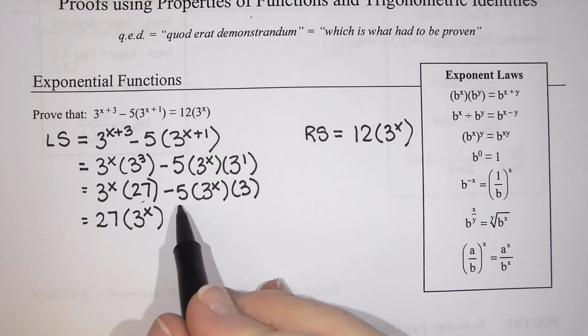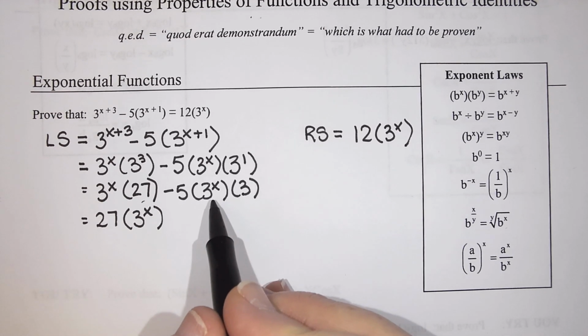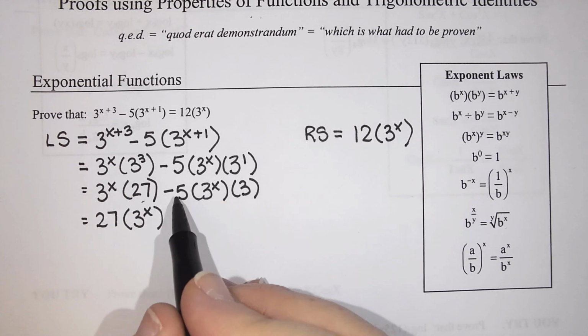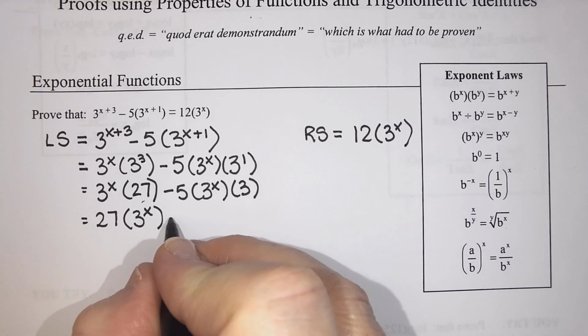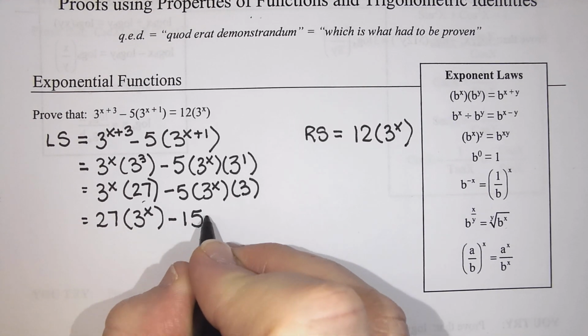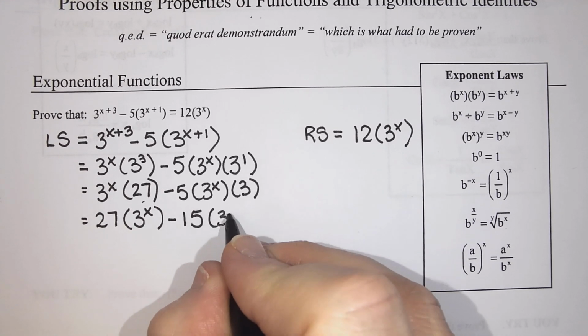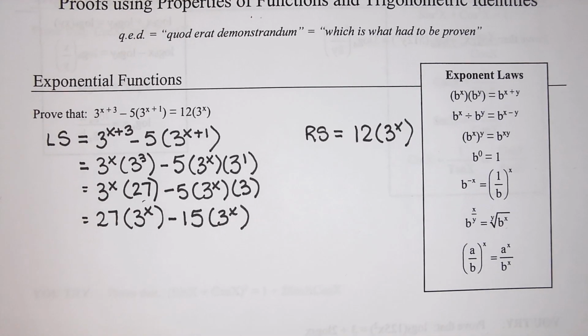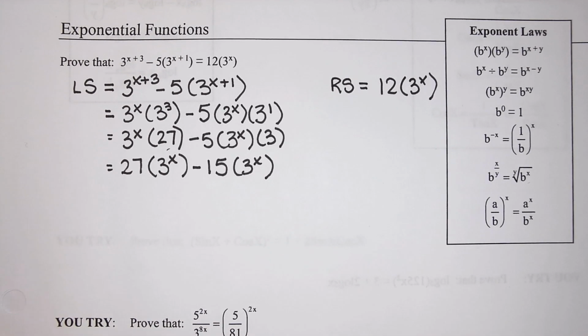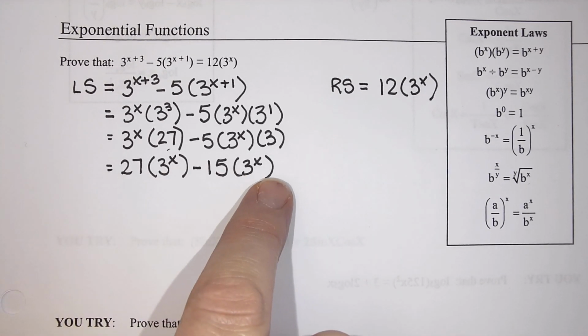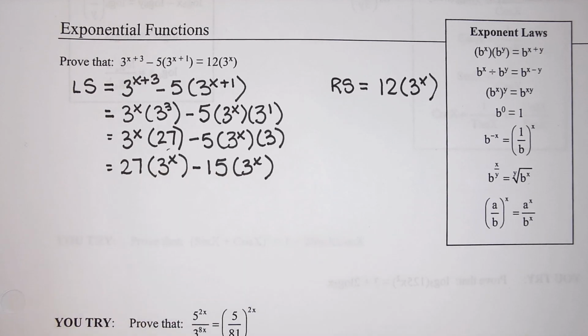And then here, I can't multiply the 5 and the 3 from the 3 to the x, but I can multiply the 5 and the 3, that's that number at the end there. And I get minus 15 times 3 to the power of x. Now, depending on your comfort level here, right, I now have like terms. They have the same base, they have the same exponent.